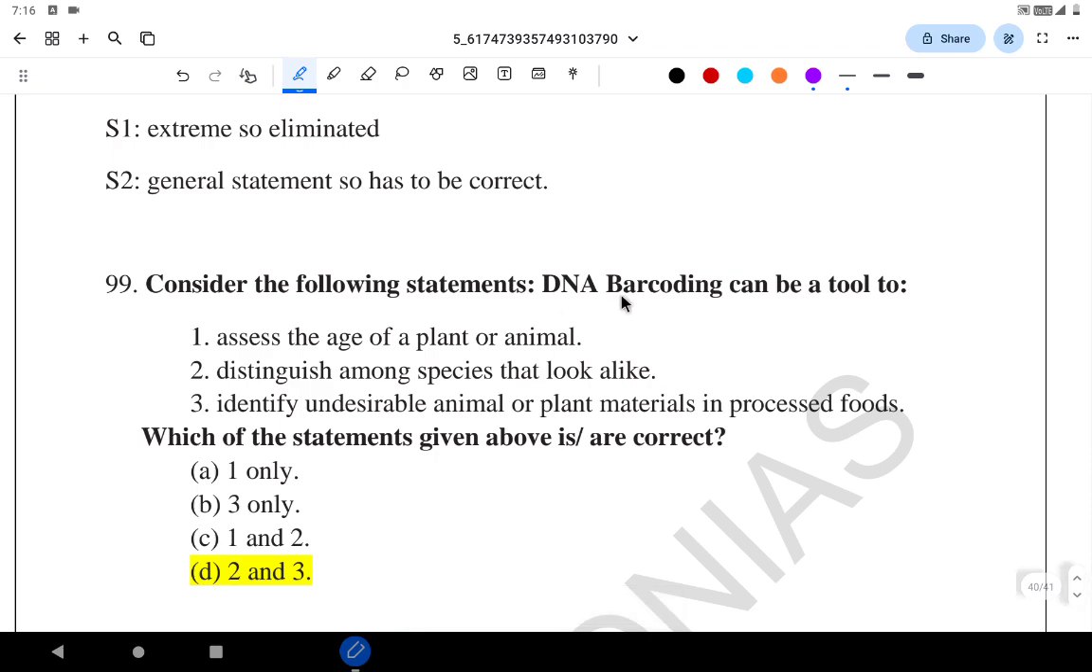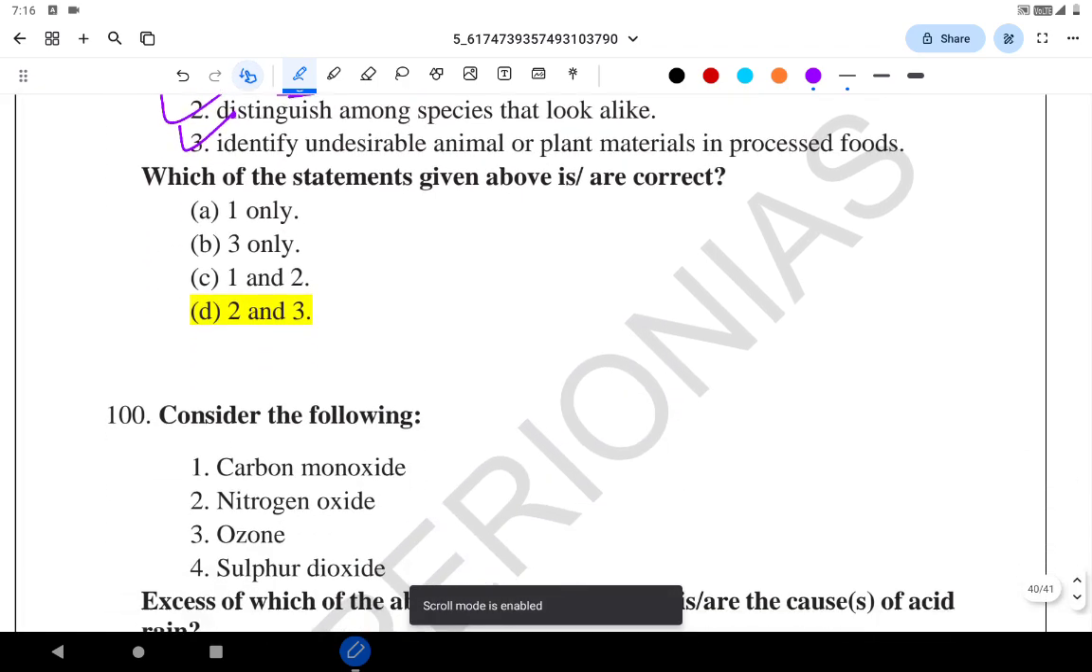Consider the following statements. DNA barcoding can be a tool to assess the age of plants or animals. They cannot assess the age of plants or animals. Distinguish among species that look alike. Correct. Identify undesirable animal or plant materials in the processed foods. This is correct. They are not used to assess the plant age. They are used for the other two. So 2 and 3 are answers.